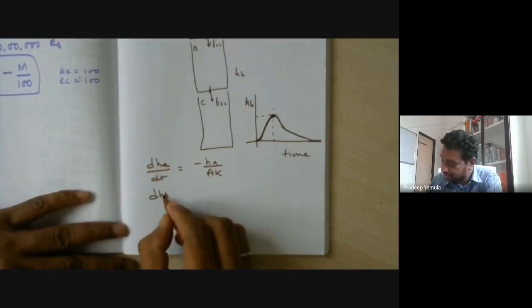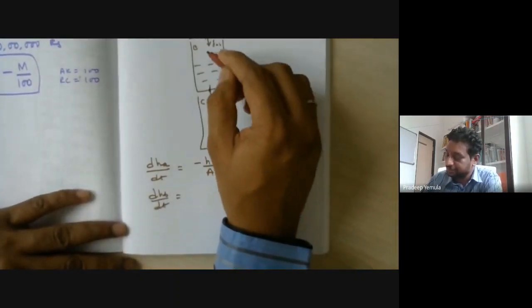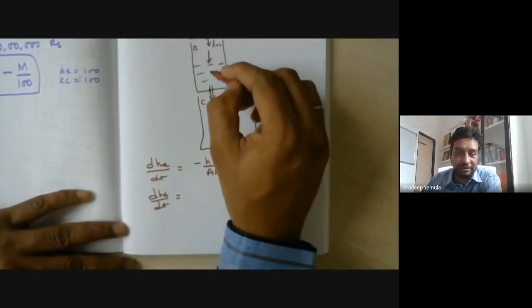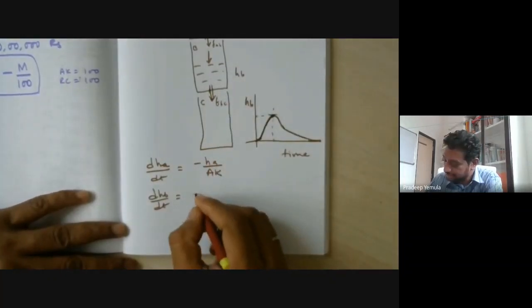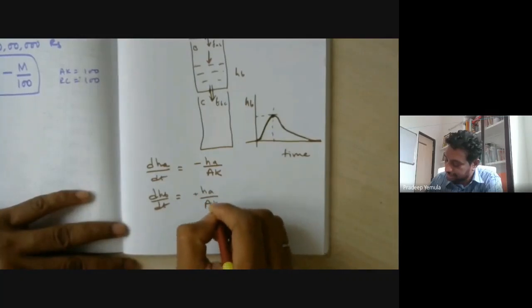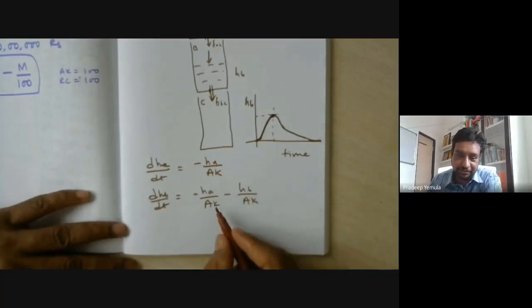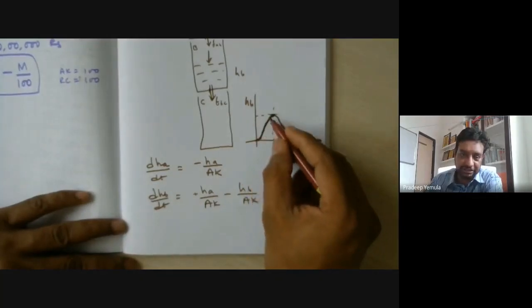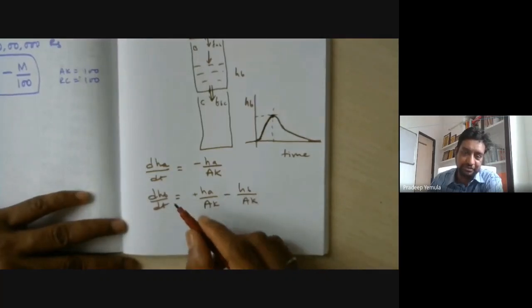Now dHB by dt, this is how the height of B will change with respect to time. There is one flow coming in and one flow going out. The coming-in flow will increase the height and the going-out flow will reduce the height. So it will be plus HA by AK and minus HB by AK. One positive term will be there, one negative term will be there. If the positive term is more, then we are increasing the height. And if both are equal, then it will become maximum and the differentiation will become 0.